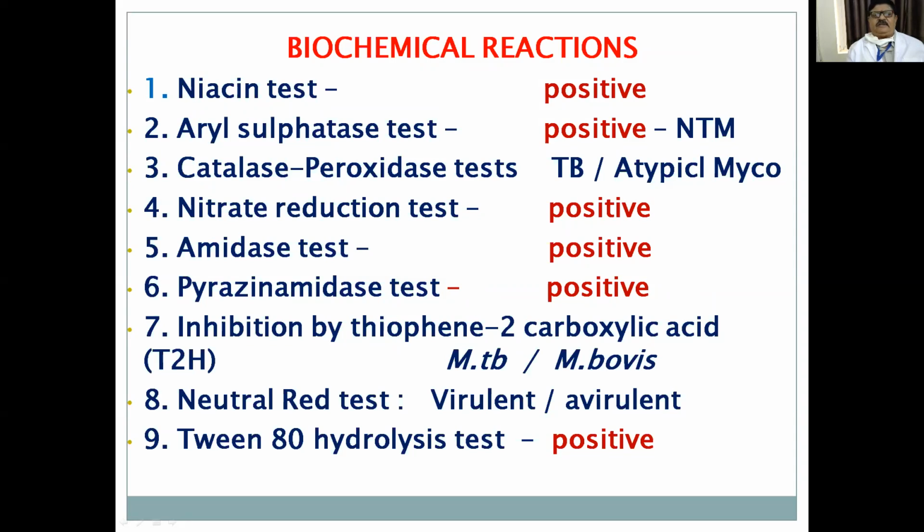Sometime back I was referring to the differences between Mycobacterium tuberculosis and bovis. There, the growth in the presence of T2H is useful to differentiate them. Neutral red test: virulent bacilli adsorb neutral red. Tween 80 hydrolysis is again positive.